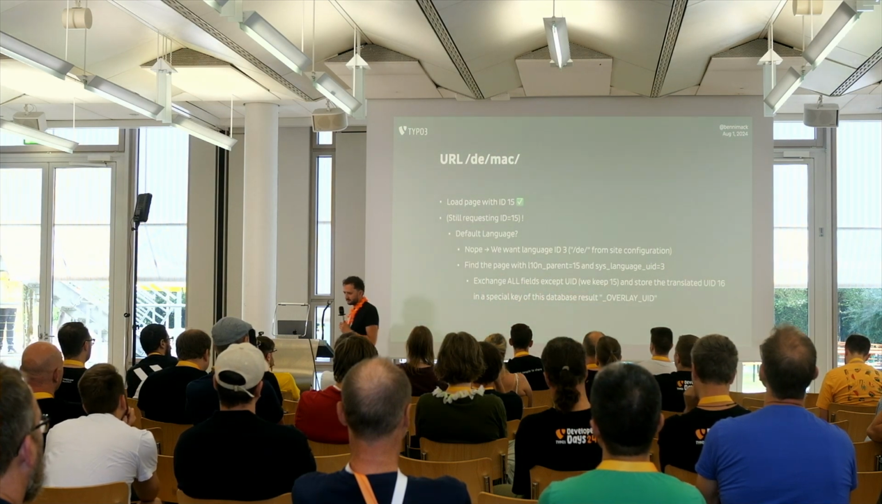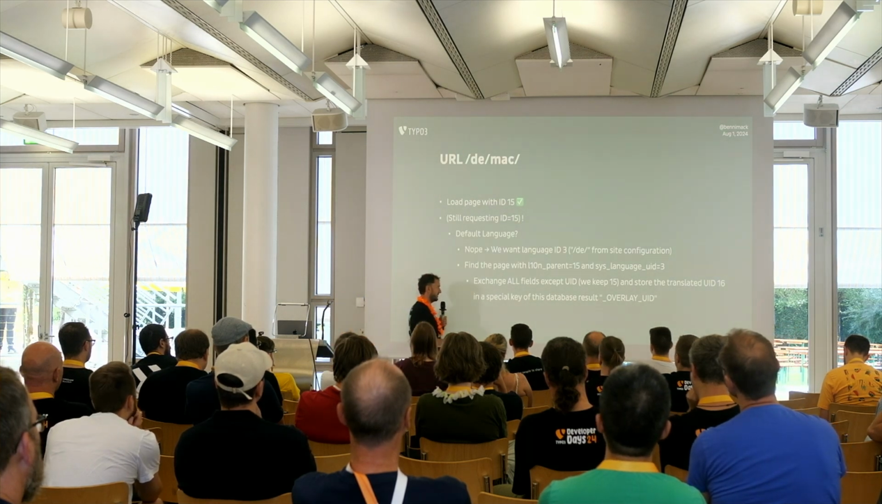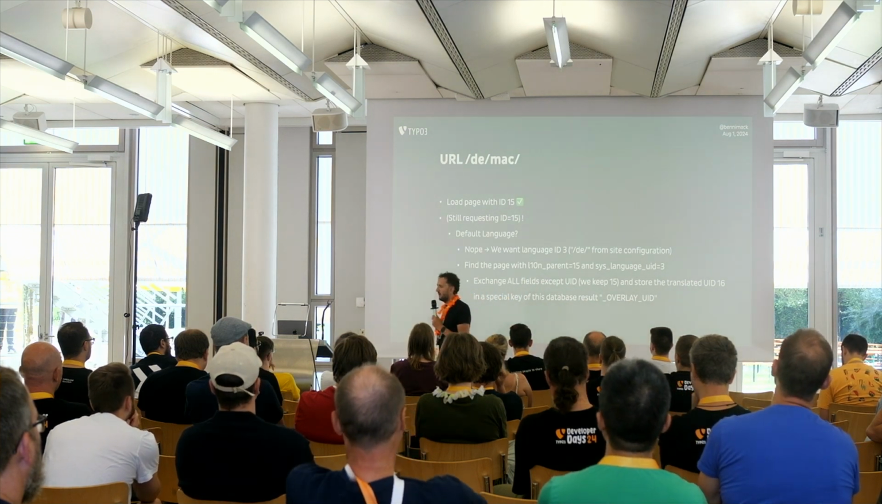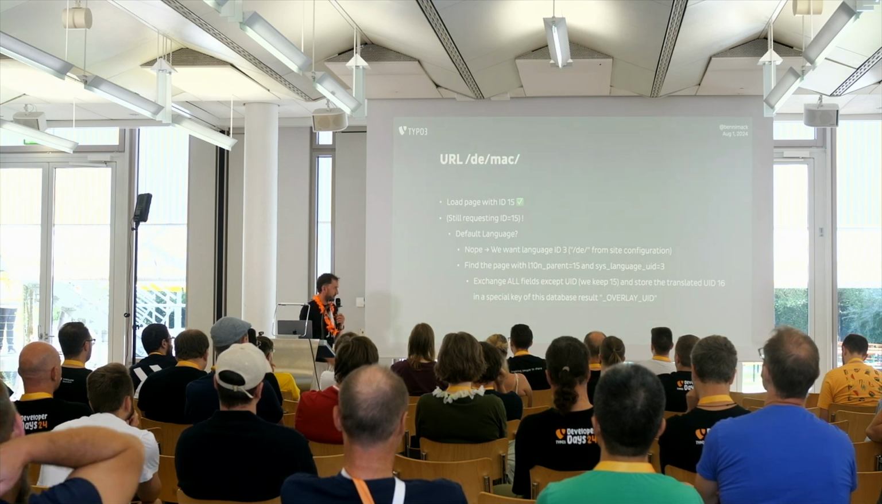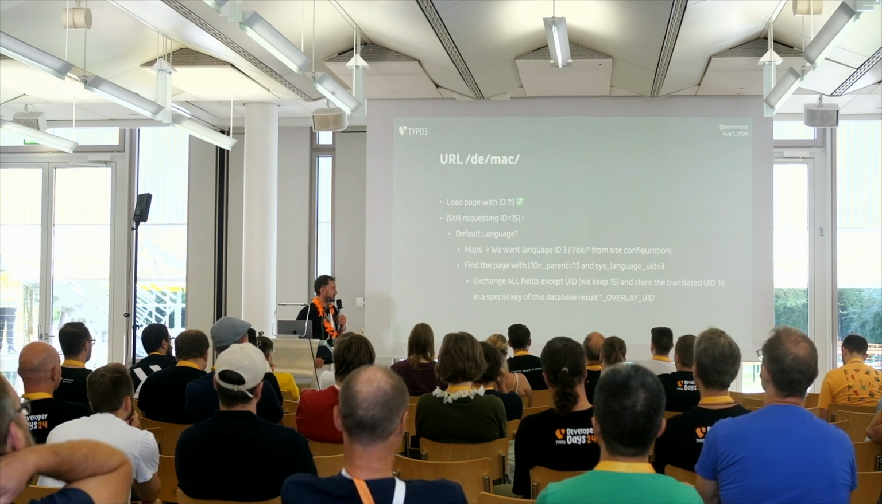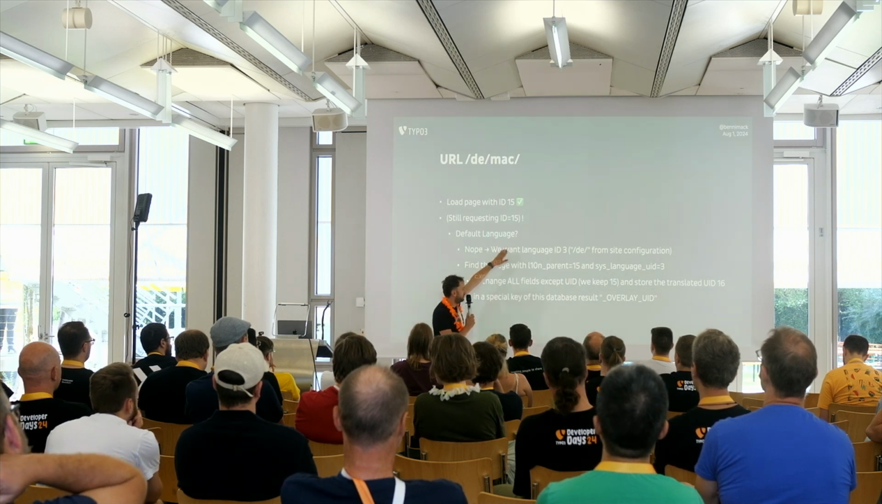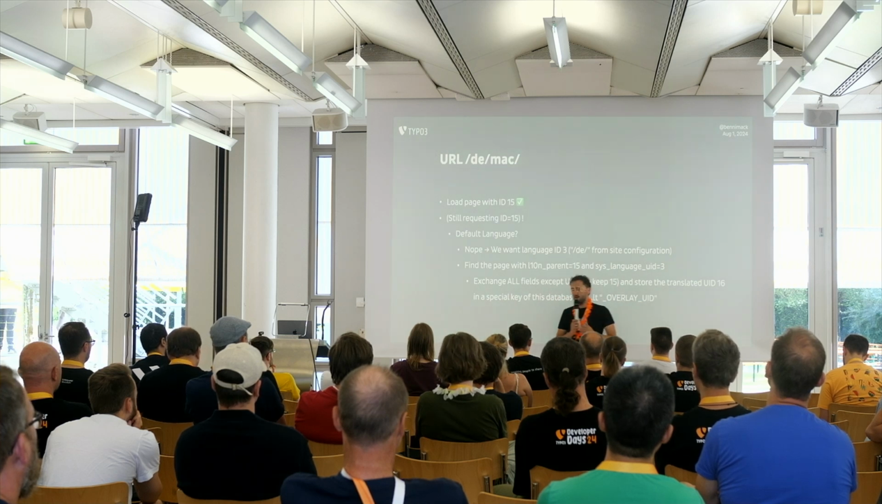But we also want to know that we actually translated this. That's why we have this great magic field called overlay UID. And that's where we know, oh, this is actually a translated version. So it's like ID 15. We just keep the ID 15 and we store overlay UID 16.